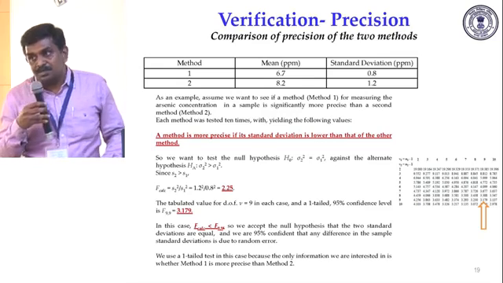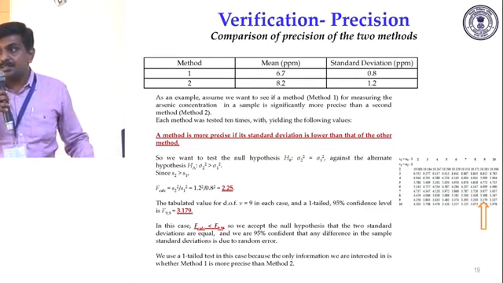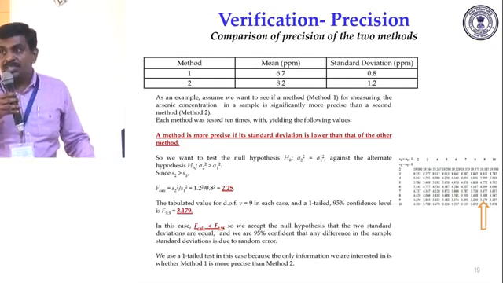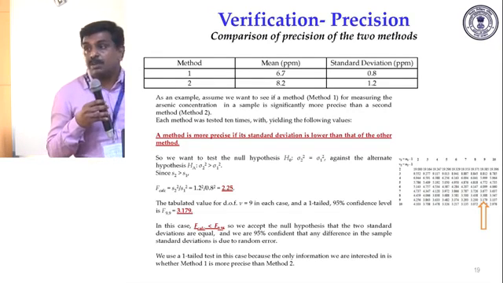Okay, so the mean value of 6.7 and SD of 0.8, yes, that is from the standard. It is given in the book. And the laboratory is getting 8.2 mean, doing it 10 times, and you are getting a standard deviation. So you are comparing, see, you have 0.8 and 1.2.